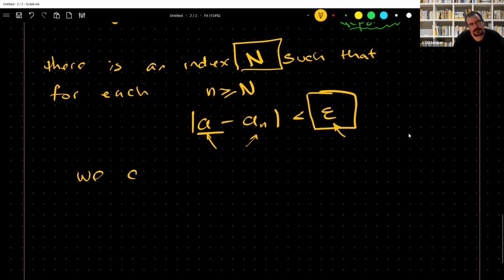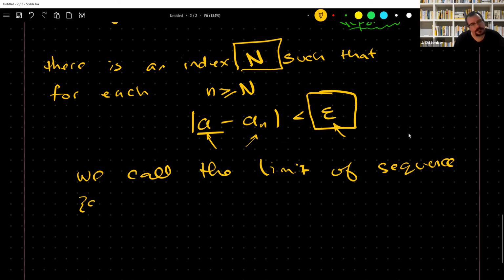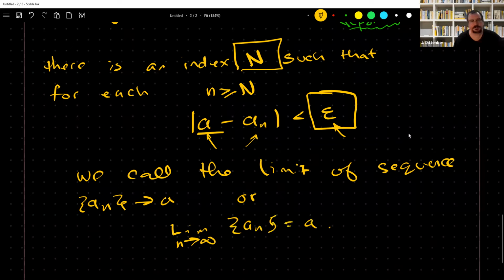Okay, so we call the limit of our sequence A sub n goes to A, or we can write the limit as n goes to infinity of A sub n is equal to A. So if there's some value after which the distance between any of the items in our sequence and that value is infinitely small, like no matter how small we make it, we can always find this value epsilon bigger than the distance, then we say that that's the limit.